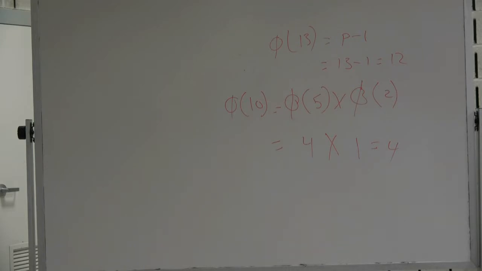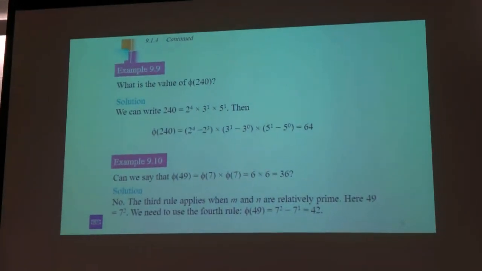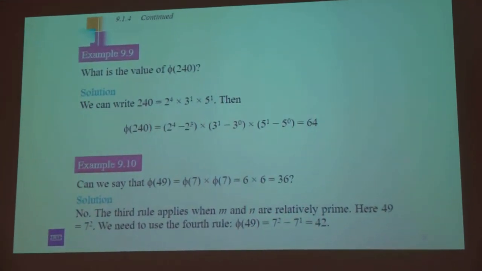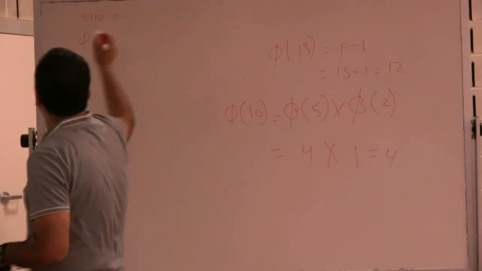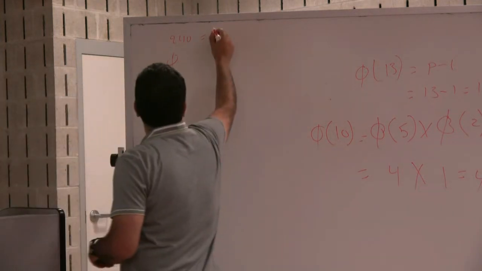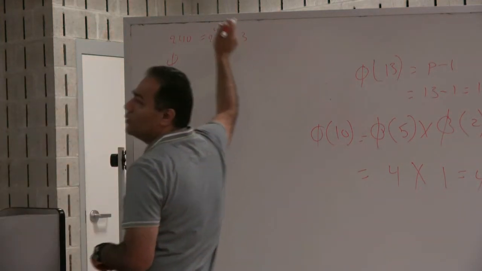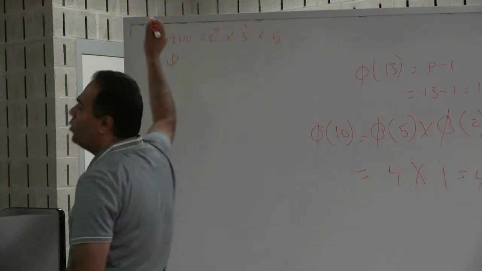So now the value of phi 240. Is 240 a prime? No, right? So if I make it like 240 for example, phi of 240 equals what? Equals 2 to the power 4 times 3 to the power 1 times 5 to the power 1.